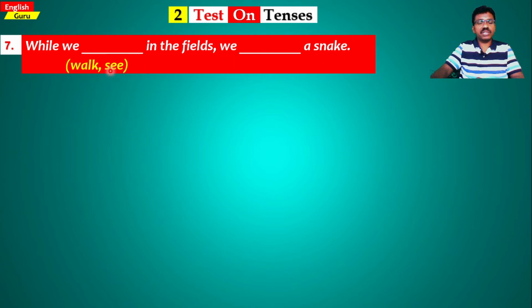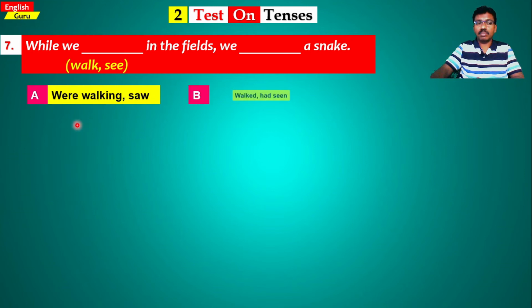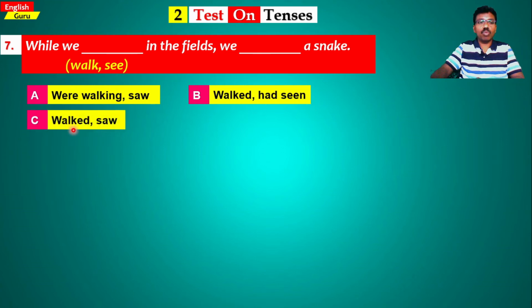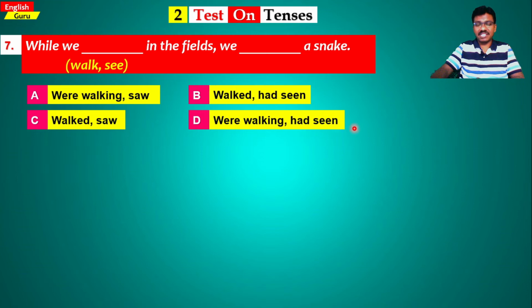Next question. While we walk in the fields, we see a snake. There are two verbs given, walk, see. The first blank should be filled with walk. Second blank should be filled with see. Let us see the options now. A, were walking, saw. B, walked, had seen. C, walked, saw. D, were walking, had seen.